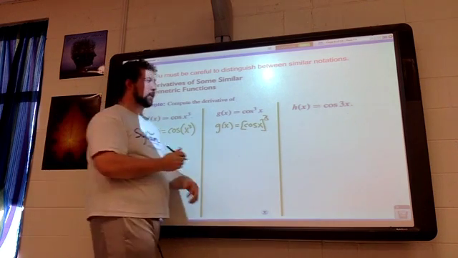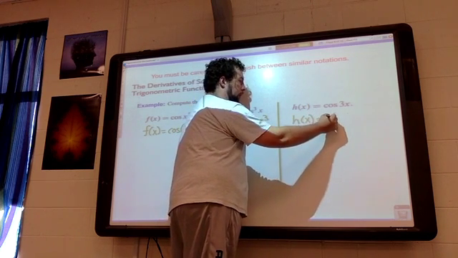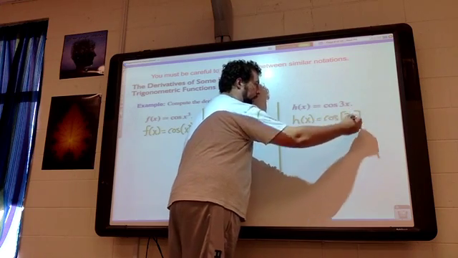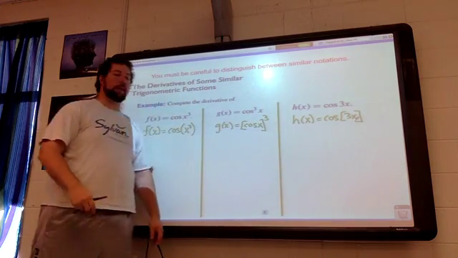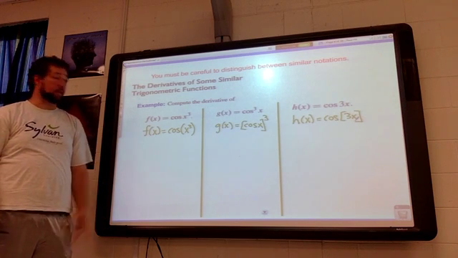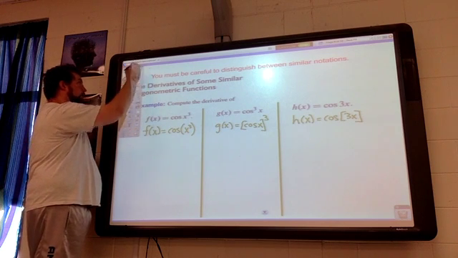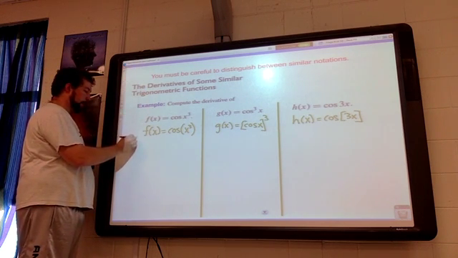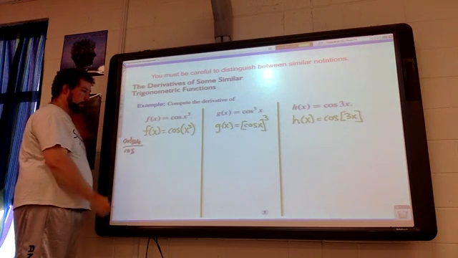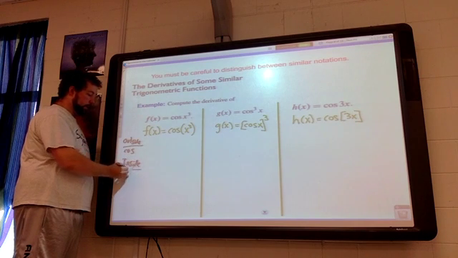And the last one here, you have no exponent, but this is the cosine of 3x. All right, so each one of these is going to be a chain rule, but they're all going to be slightly different. All right, in this first one, our outside is cosine. The inside is x cubed.